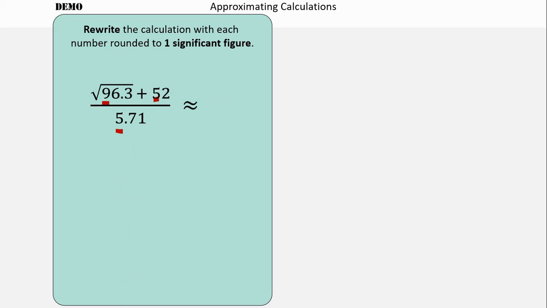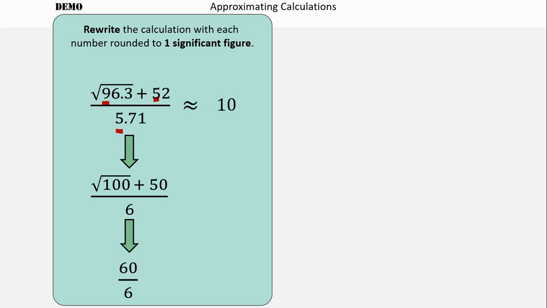Remember, this one is rounding it to the nearest 10 because the 9 is in the tens column. So that's why we'll end up with square root of 100. Square root of 100 is 10, add the 50 makes the 60. 60 over 6 is approximately 10. Well, 60 over 6 is exactly 10. What we're saying is that our answer here is approximately 10.